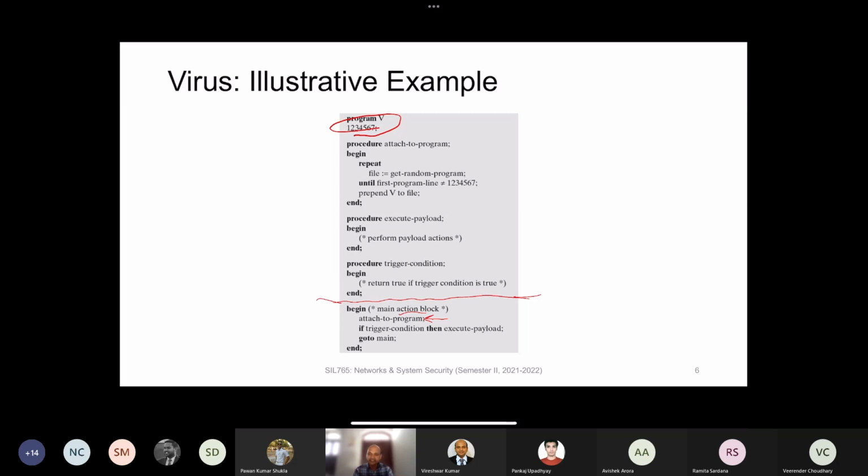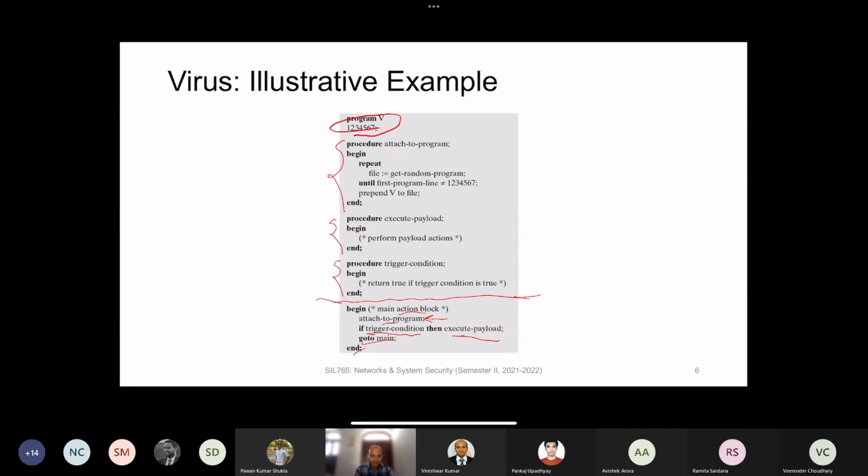The first instruction, let's just call them instructions, is to attach to program. Then the second is that if the trigger condition is satisfied, then you execute the payload, and then you again go to main. This is what is happening. Attach to program is a procedure that is defined here, execute payload is a procedure which is defined here, and trigger condition is defined here.